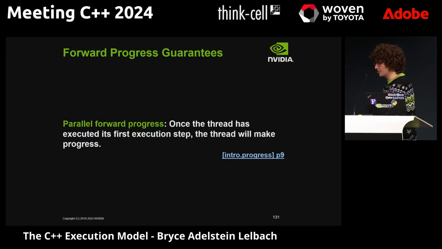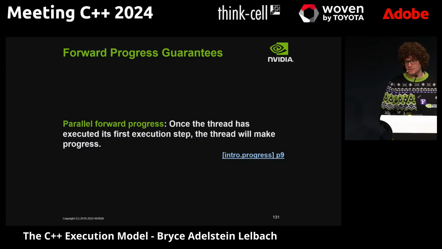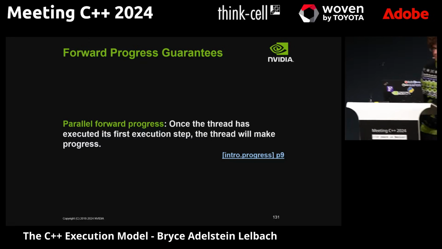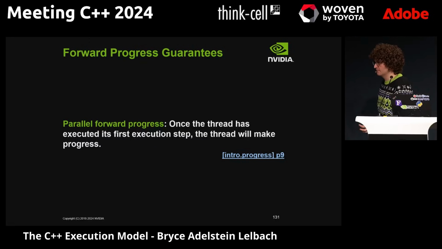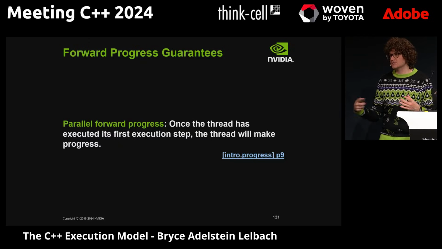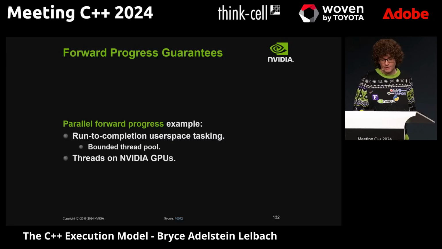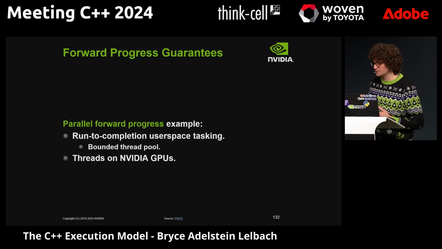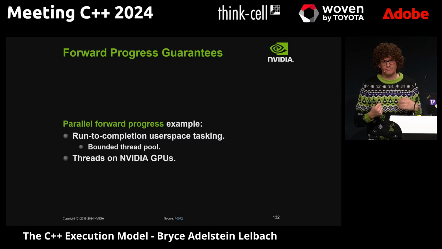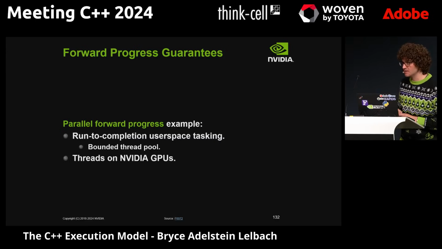So parallel forward progress gives us the promise that once the thread has executed its first execution step, then the thread is guaranteed to make progress. So basically, once it starts running, you're guaranteed that it will complete. But if it hasn't started running yet, you have no such guarantee. Examples of parallel forward progress would include tasking frameworks where tasks cannot be interrupted, such as bounded thread pools, so any framework where a task will run to completion, or threads on NVIDIA GPUs.